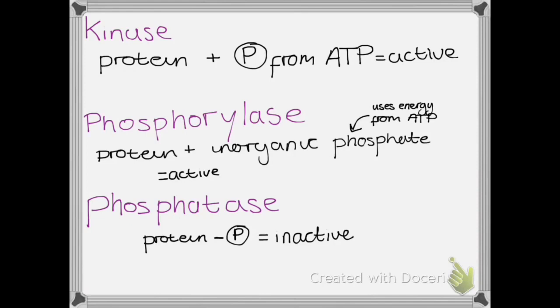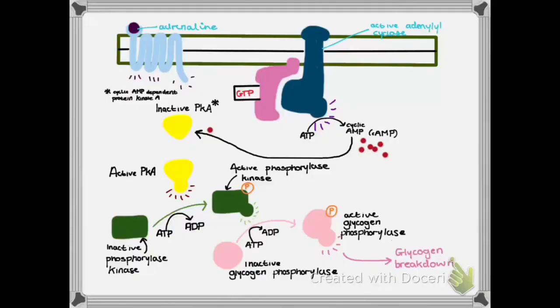So you've got kinase, which means the addition of a phosphate from an ATP molecule to a protein. You've got phosphorylase, which is the addition of an inorganic phosphate to a protein. These both make it active, but then you have phosphatase, which means the removal of a phosphate from a protein, meaning it's made inactive. I know that may look really mind-blowingly complicated, but I'm going to go through the steps with you. This is the cAMP pathway.